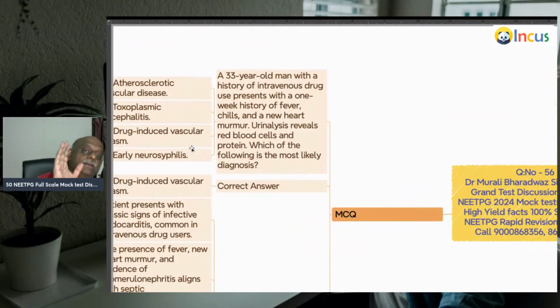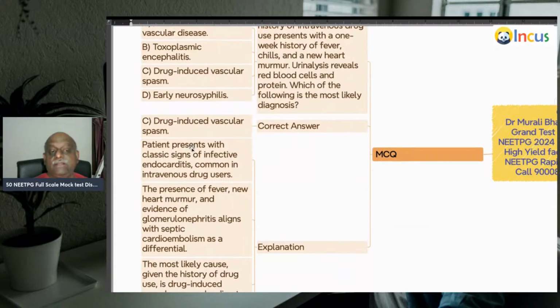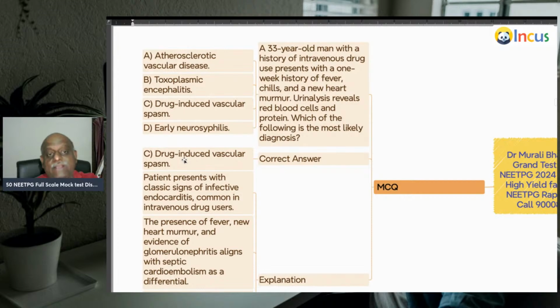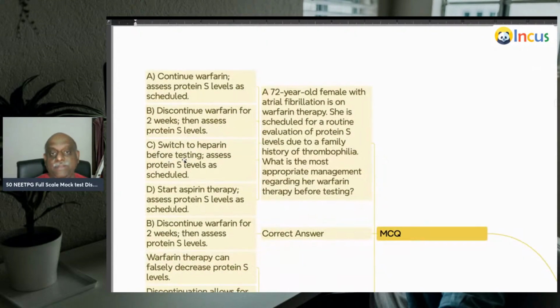A 33-year-old man with history of IV drug abuse, fever, chills, new heart murmur, urine analysis shows RBCs, protein. What is the cause? Typically, it is infective endocarditis, common in IV drug abusers. So, drug-induced vascular spasm is not the one which is responsible.